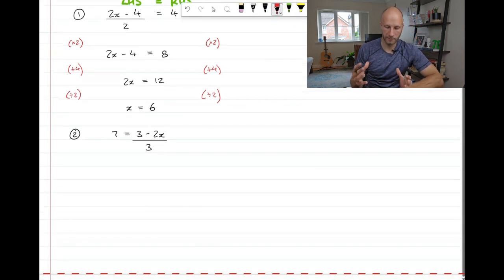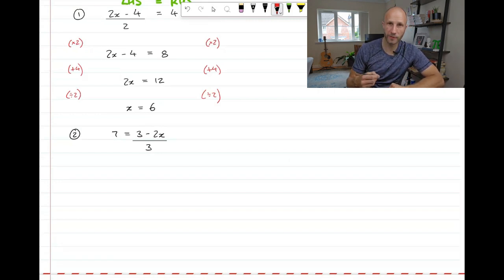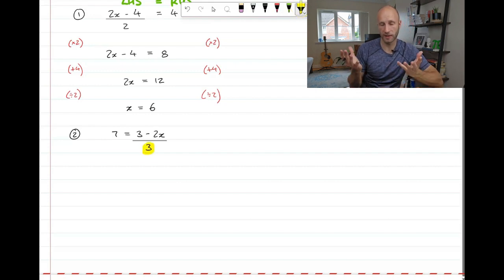So again, 7 on one side, I can't really do much with that, but the right-hand side is where the x is. That's the thing we're going to manipulate and think about. So to get rid of the division by 3 on the bottom, I'm going to multiply both sides by 3.